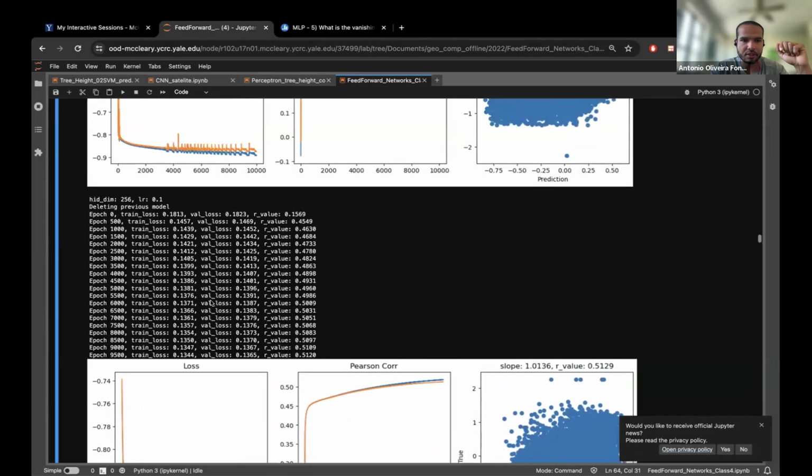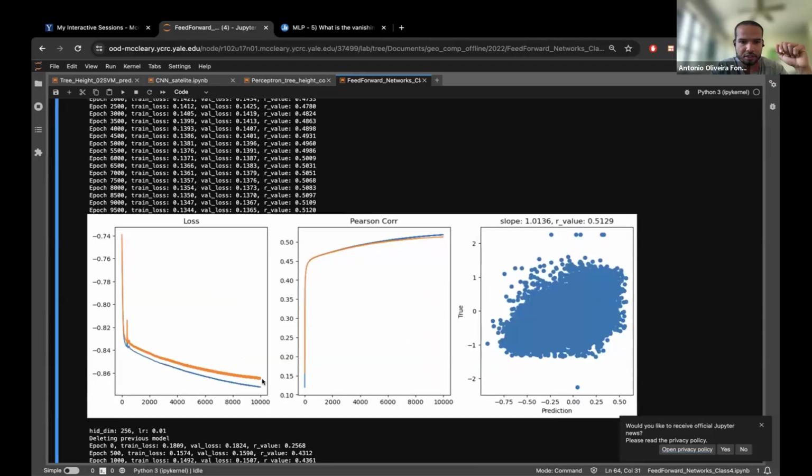Once again, decreasing the learning rate didn't allow convergence, but this was looking pretty good, like 0.51, with 10,000 steps and a lot of room for improvement. So this was trending in the right direction.